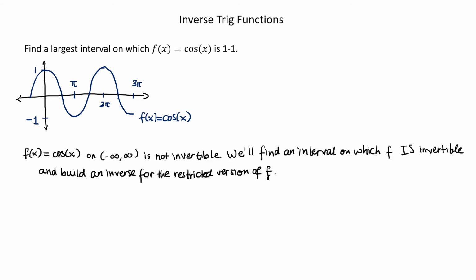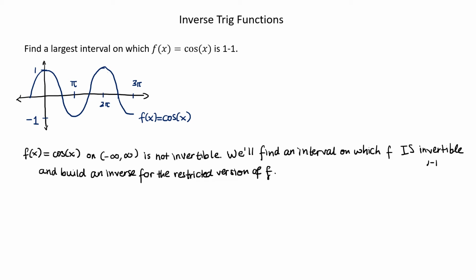So I just wanted to write that down. We know that our function is not invertible. What we're going to do is find a smaller interval on which f is invertible. Invertible here again means the same thing as one-to-one. And we're going to build an inverse for the restricted version of f. So what I'd like you to do next is, on your drawing, find any largest interval on which this function is one-to-one. Again, you want to find any largest interval on which cosine of x is one-to-one.